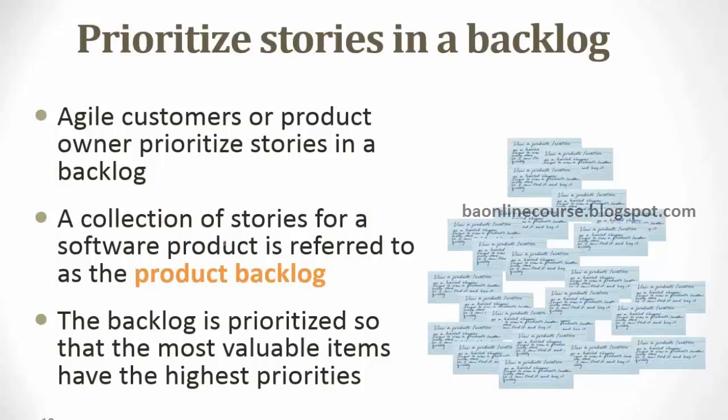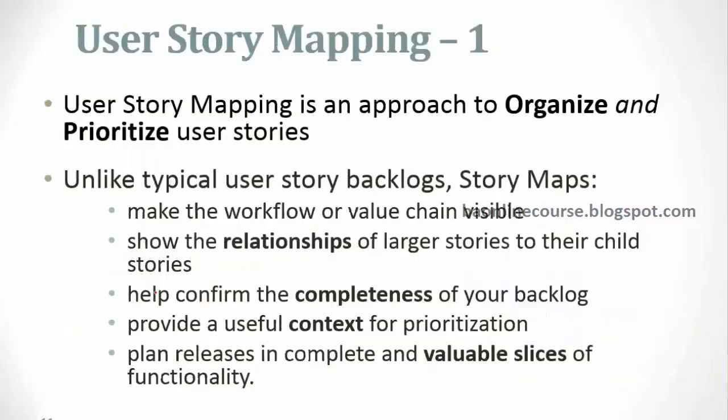Okay. So the list of all user stories or all features is called a product backlog, and then you prioritize them to have the most important ones at the top of it, and the least important ones at the bottom of the backlog. How do we go about it? So how do we create the product backlog?